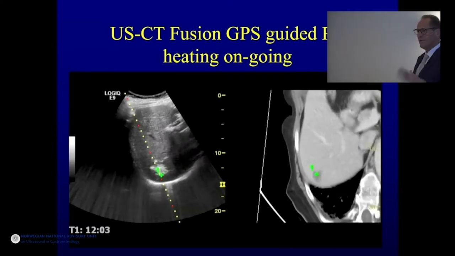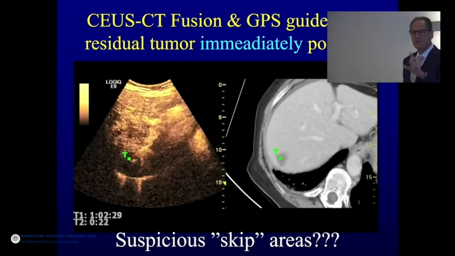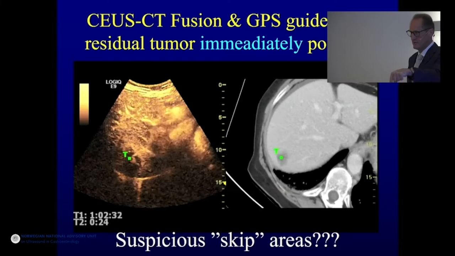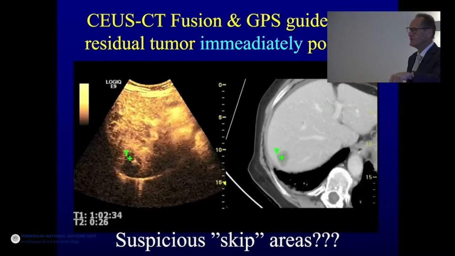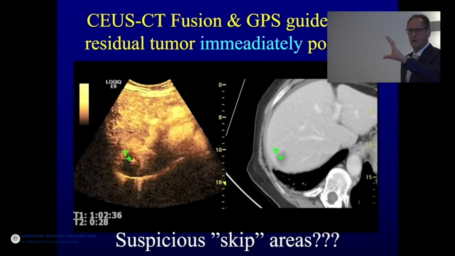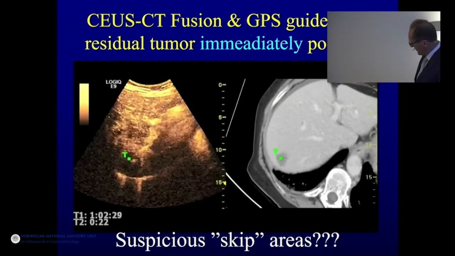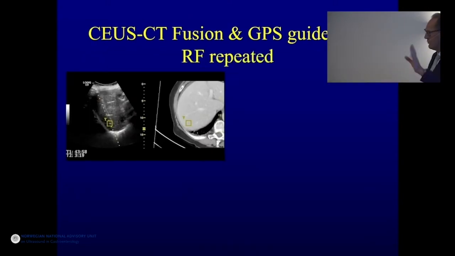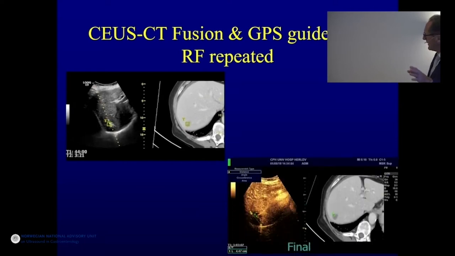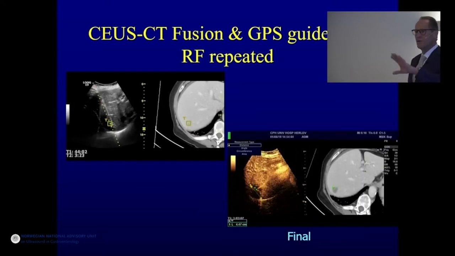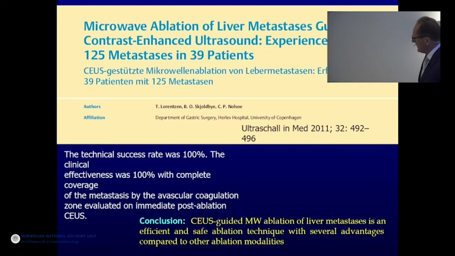And once the RF is over, while the patient is still in the OR, we immediately do a CEUS to see if it's all ablated, if it's all killed. In this patient, there was some uptake of contrast. So immediately we reablate in the same setting. And after that, a second CEUS to confirm that now it seems to be all ablated. So we are happy. We have done this for many years.